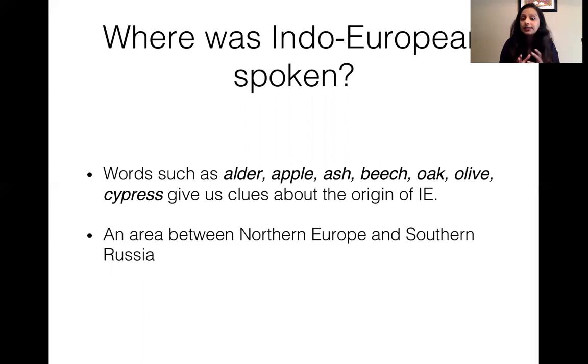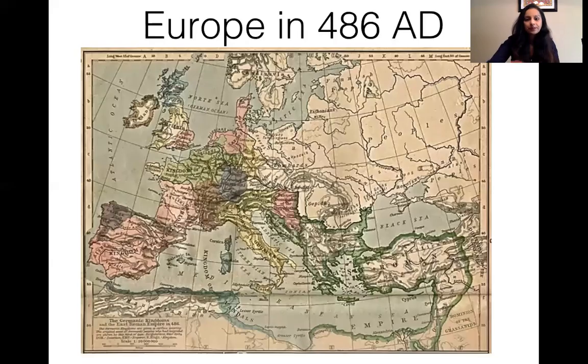The best guess that we have is that Indo-European was spoken in an area between Northern Europe and Southern Russia. So kind of towards the Mediterranean, but in between that Europe and Southern Russia belt. It's words like alder, apple, beech, oak, olive, cypress that give us an idea that maybe Indo-European was spoken in the Mediterranean belt.